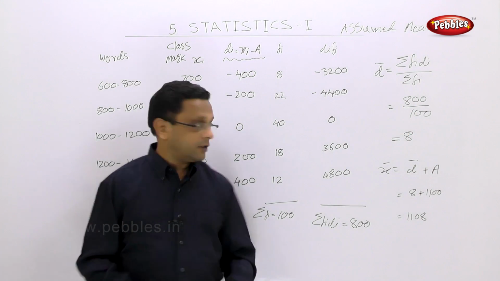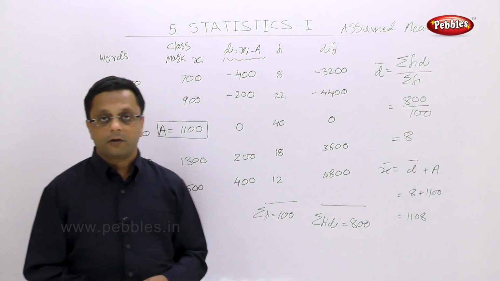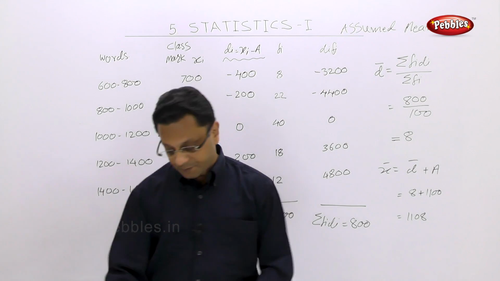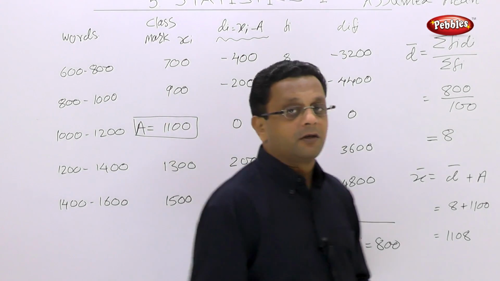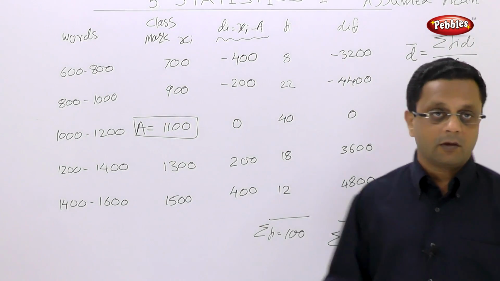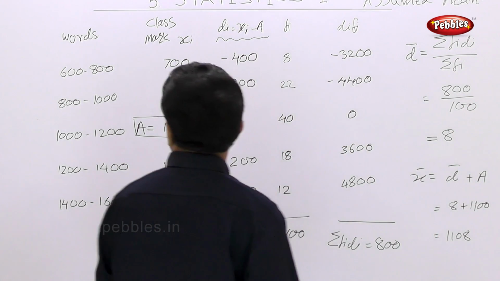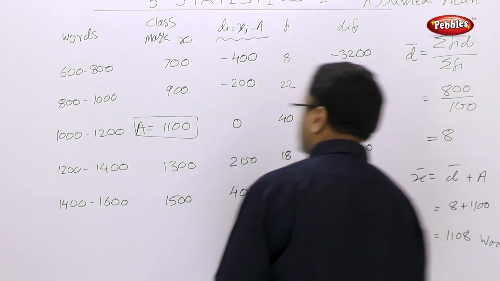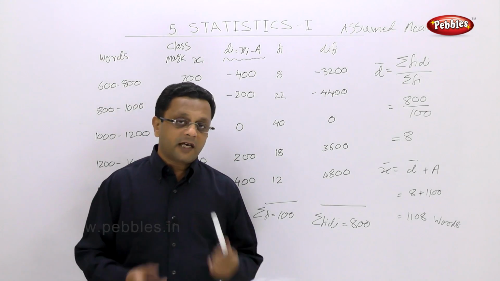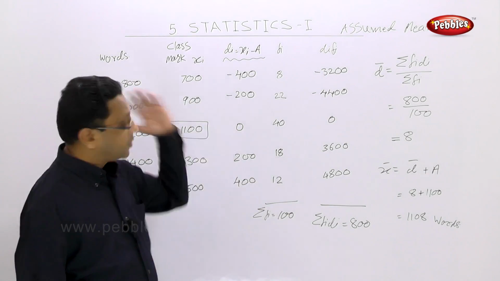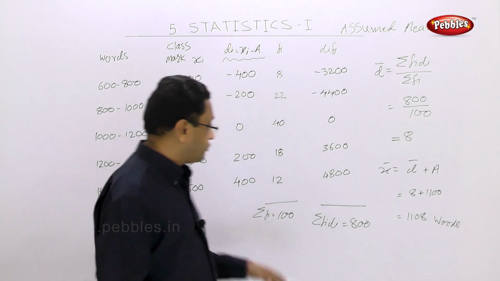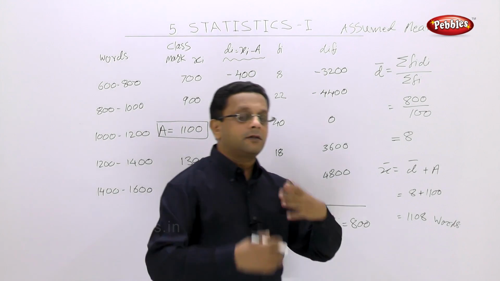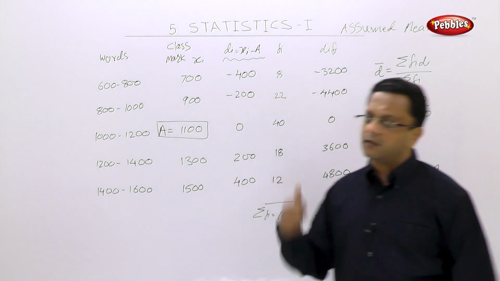So my final answer is 1108. What was the answer of the same example we did with the direct method? When we did it with the direct method, the answer was the same, 1108. The answer was exactly the same as by the direct method, but the calculations were big. Here the calculations were not as big as in the direct method, but still I say these are the bigger ones.